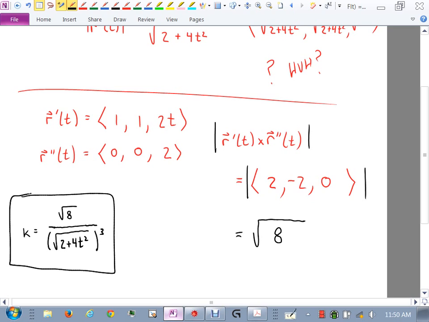Just leave it. But by looking at this, is the curvature of this particular vector function constant? No. What happens to the curvature as t gets larger? It gets smaller, right? You could say as t goes to infinity, the curvature approaches 0.